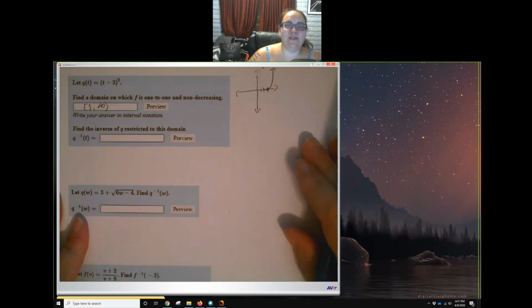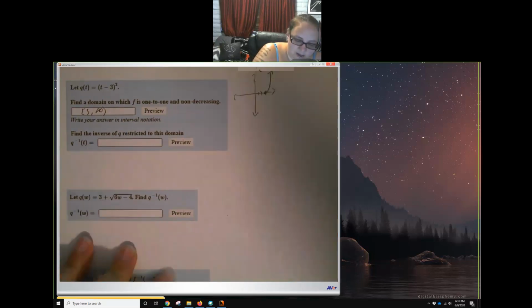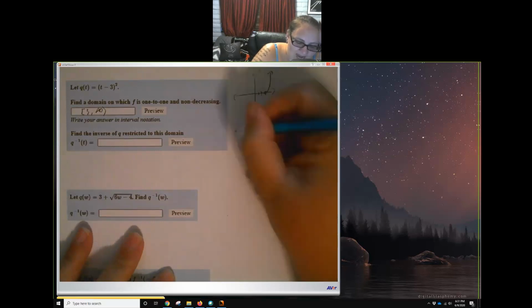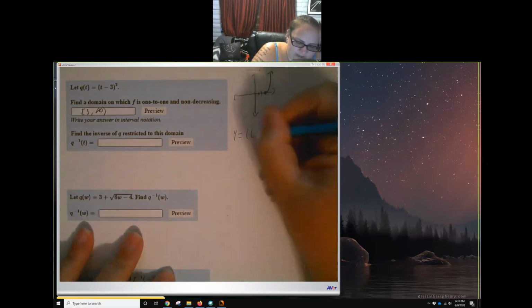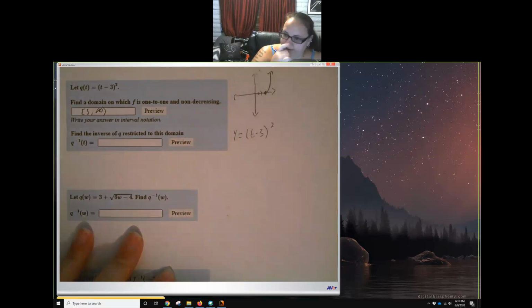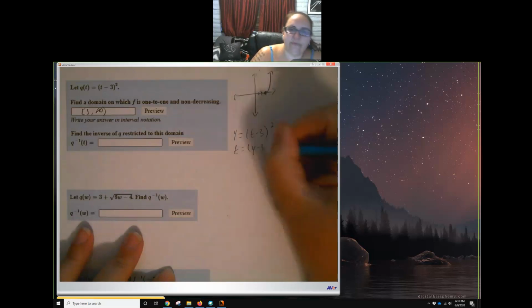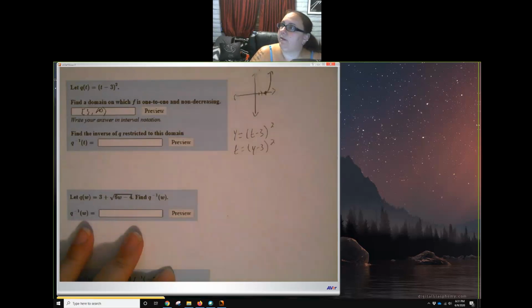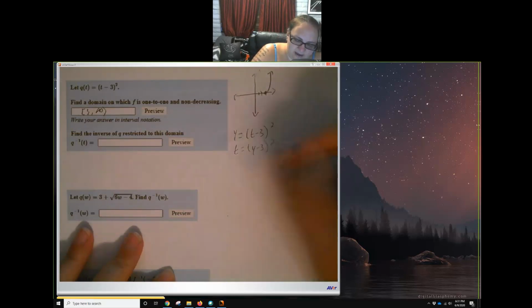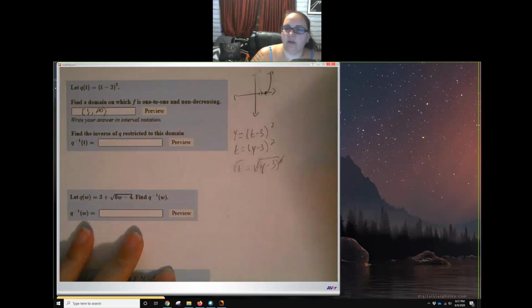And so then, given that restricted domain, we're going to do the same thing that we did on the other page, where we're going to make it y equals t minus 3 squared. Then we're going to swap the t and the y. Then we're going to solve for y. So we're going to take the square root of both sides. And on this side, the square root and the squared will cancel.